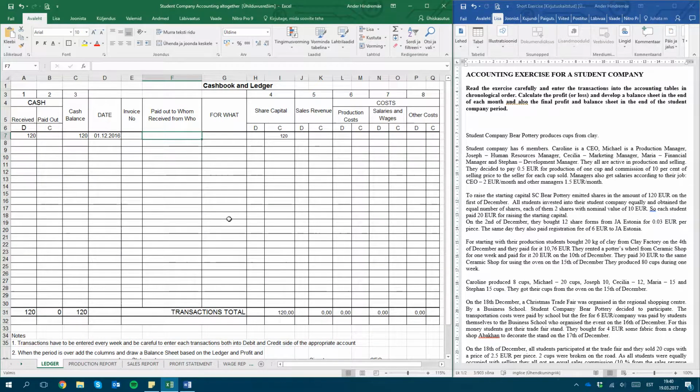Where did you get it? Well, we can say that we got it from students because they founded the company, or we can also say shareholders, and we got it from shares. Okay, where are we now?